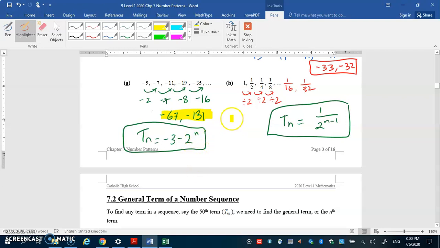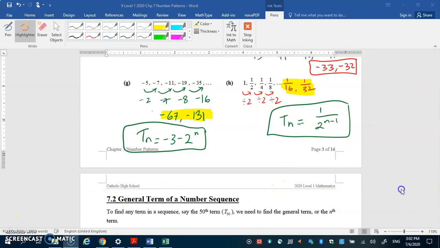Okay, part H is pretty much almost very similar to B, right? B was 1, 2, 4, 8. Part H is 1, 1 over 2, 1 over 4, 1 over 8. So instead of times 2, times 2, times 2, they're doing a division by 2, division by 2, division by 2 to get the next term. Okay, so the next two terms will be 1 over 16, 1 over 32, and the nth term will be 1 over 2 to the power of n minus 1. Okay, with that we're done with page 3.